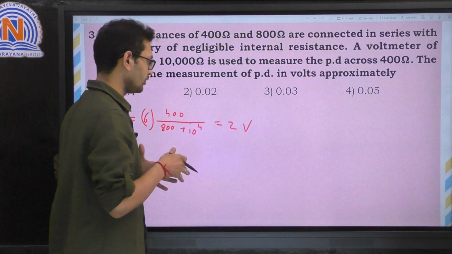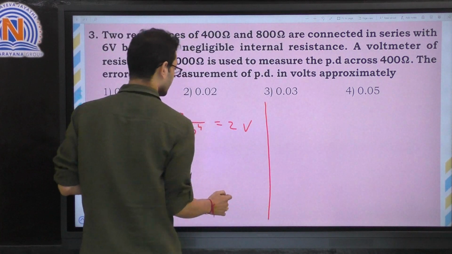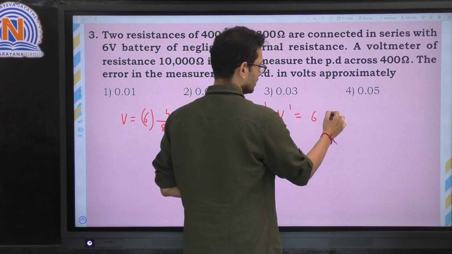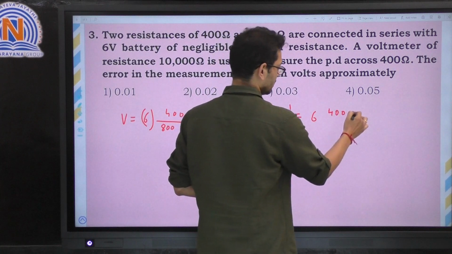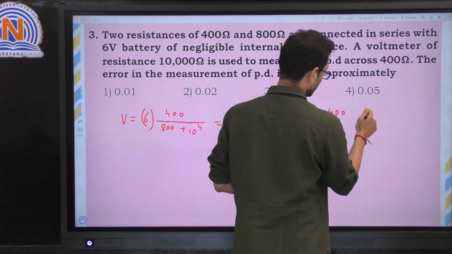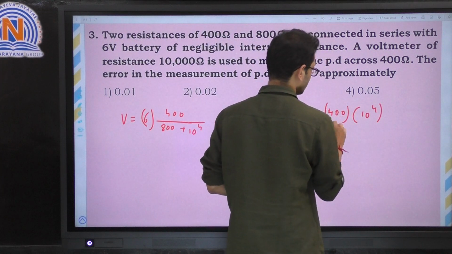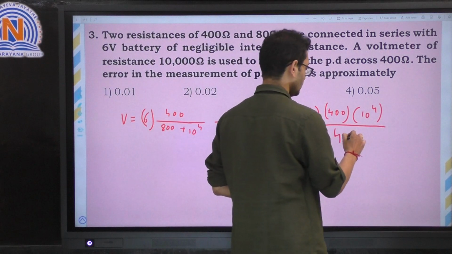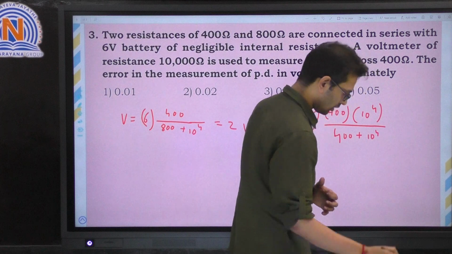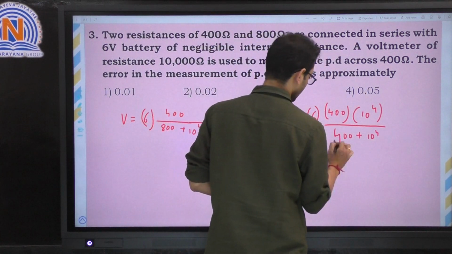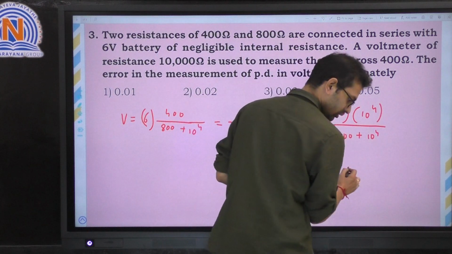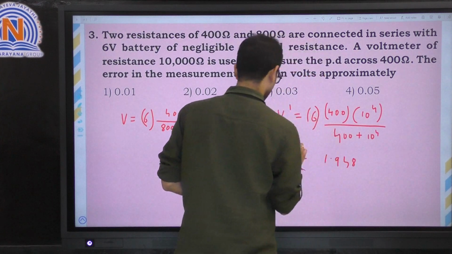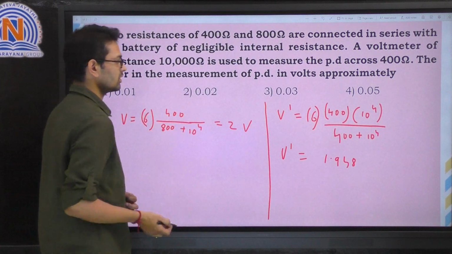Now if you place the voltmeter, V dash will be 6 into the parallel combination of 400 and 10 power 4, that is 400 into 10 power 4 divided by 400 plus 10 power 4, divided by the total resistance, including the 800 ohms. If you solve this, you will get about 1.948 volts. Okay, so V dash is found.